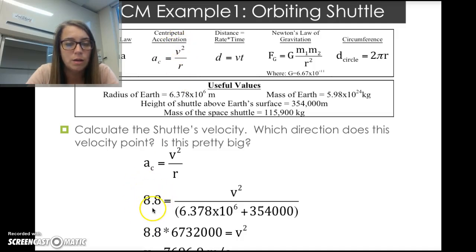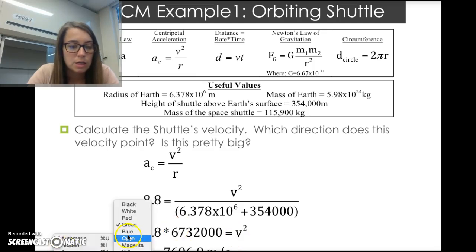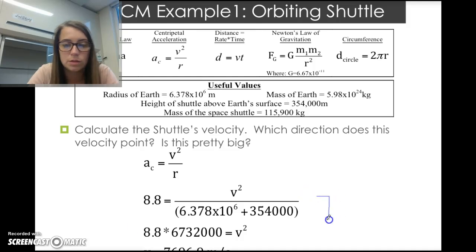So we get 8.8 equals v squared over the radius, so both of those added together still. So I'm going to add those up and multiply to the other side. That equals v squared. Since it's v squared, we need to take the square root of both sides. And you guys can't see that, it says 7,696.9 meters per second. That's the velocity of the shuttle.